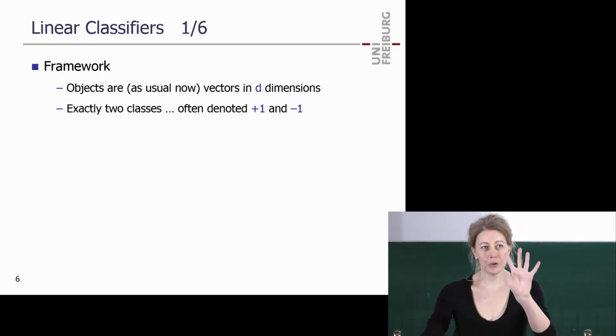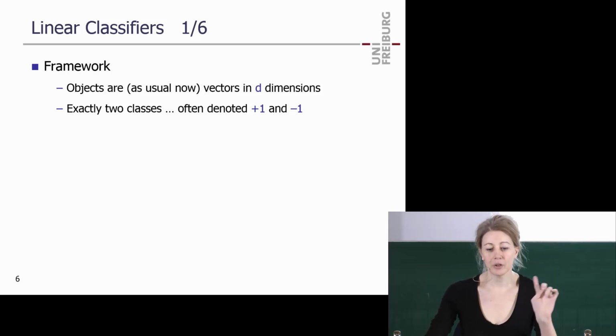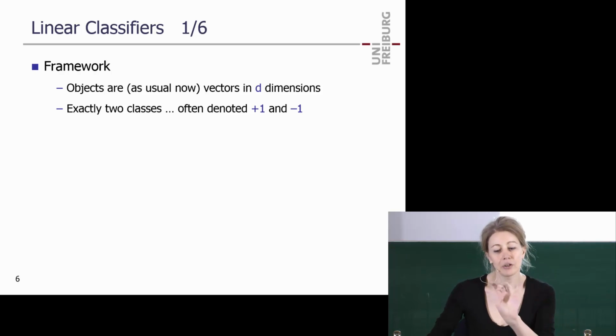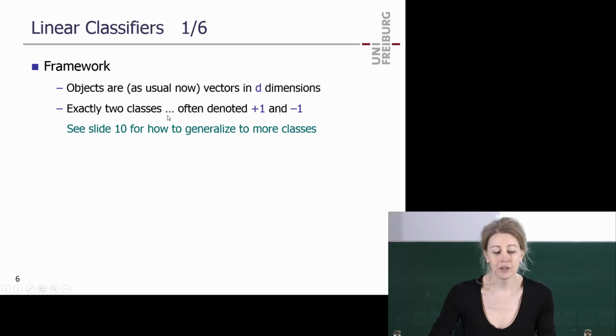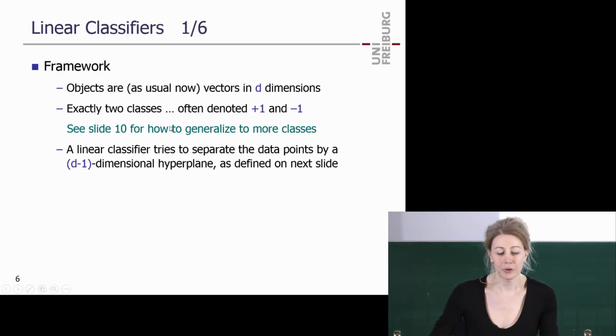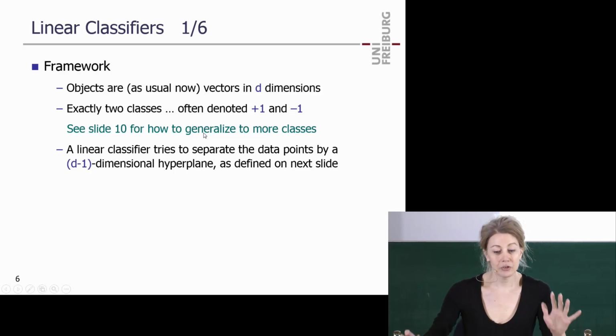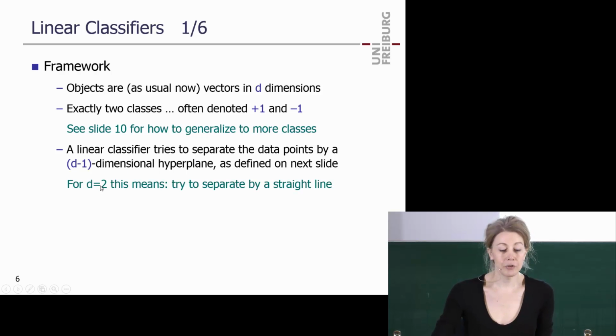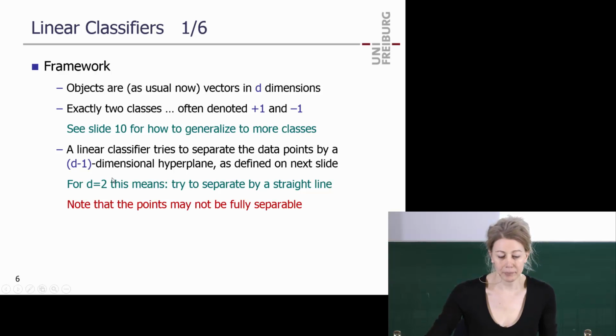Now, for now, only two classes, and we typically call them +1 and -1, or just plus and minus, yeah? And I will say in a second how you can generalize from there to more classes. Now what a linear classifier does is you try to separate the points. Now think of it geometrically. So if you are in 2 dimensions, it's just separate them by a straight line.